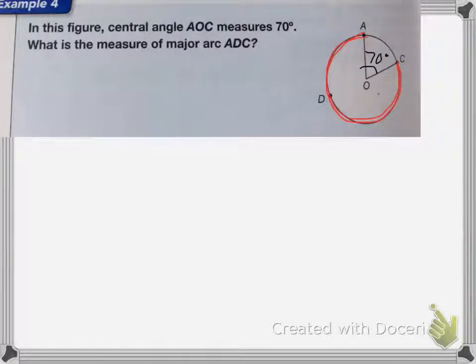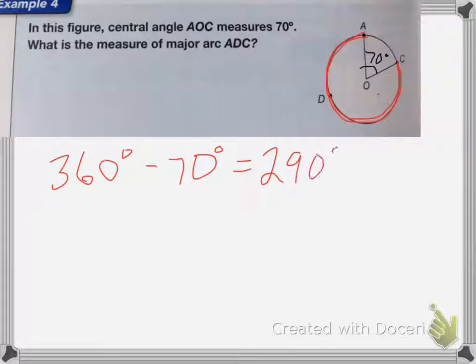Okay, so an arc can be described by the measure of its central angle. The arc in the interior of the 70-degree angle, AOC, is a 70-degree arc. However, the larger arc from point A through point C has to be 360 degrees minus that 70 degrees, which, when we subtract that, is equal to 290 degrees. So the measure of that major arc will be 290 degrees.